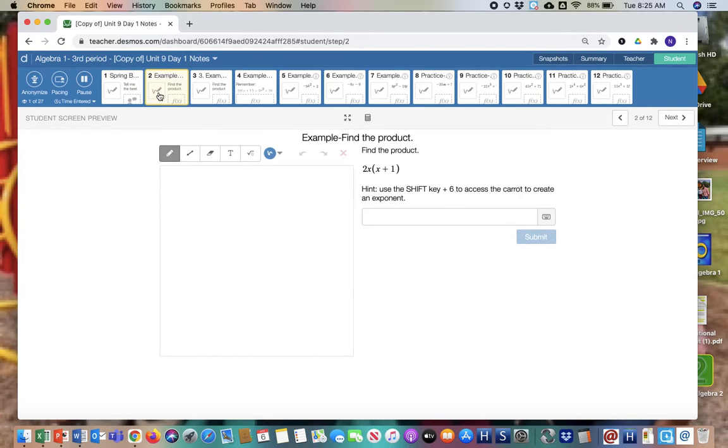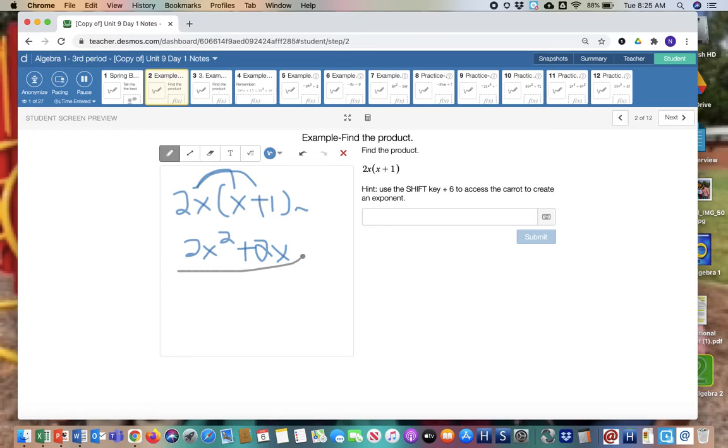Okay, so we're going to eventually do some work here, but we're going to do it in reverse of what we did from Unit 8. So first, let's review from Unit 8. It's been spring break, so we need to refresh our memory from 10 days ago. If we have this scenario here, we're going to use the distributive property. So 2x times x is 2x squared, and 2x times 1 is 2x.